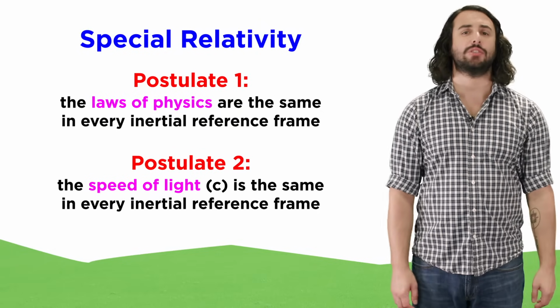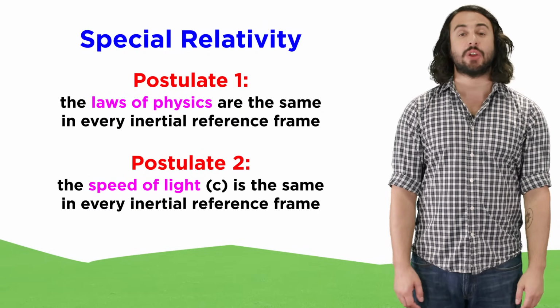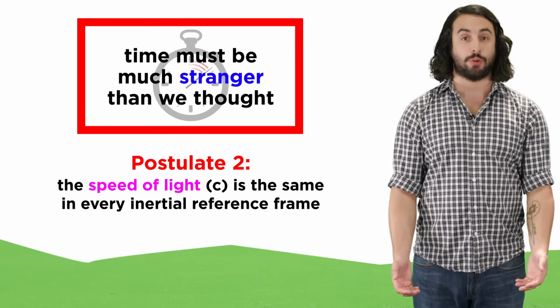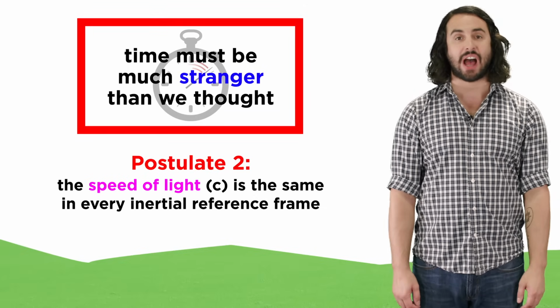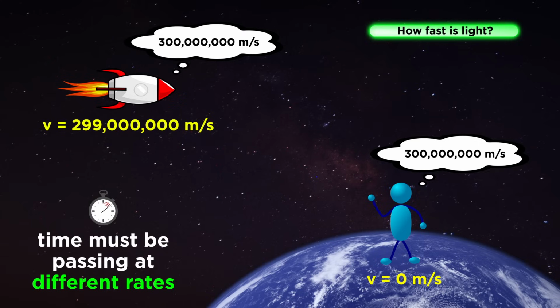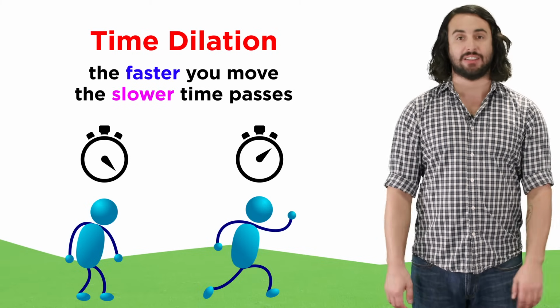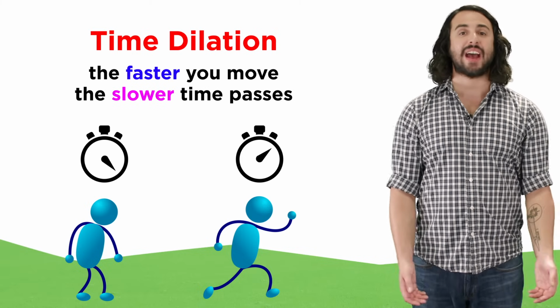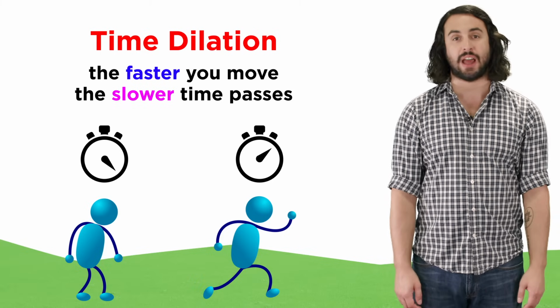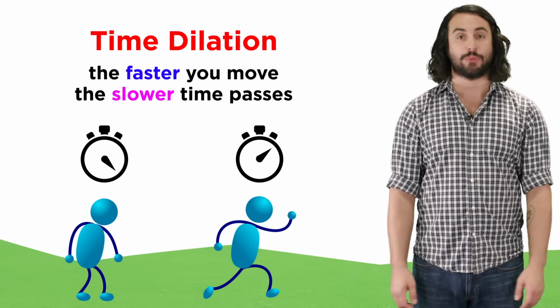We went over the postulates of special relativity, and we saw that in order for the second one to be true, we have to rethink how time works. If the speed of light is the same in all inertial reference frames, then someone standing on Earth and someone moving in a very fast spaceship must be experiencing the passage of time at different rates. This concept is called time dilation, and it tells us that the faster you move relative to the speed of light, the slower time will pass for you.